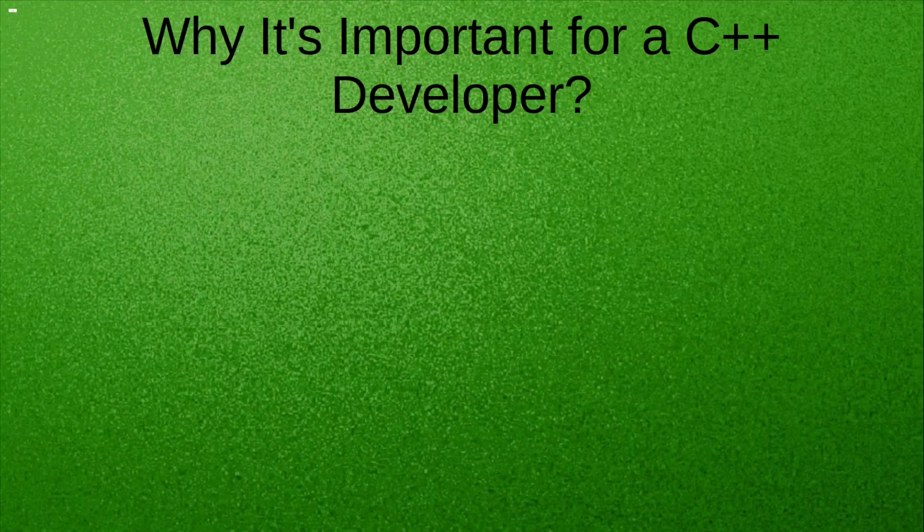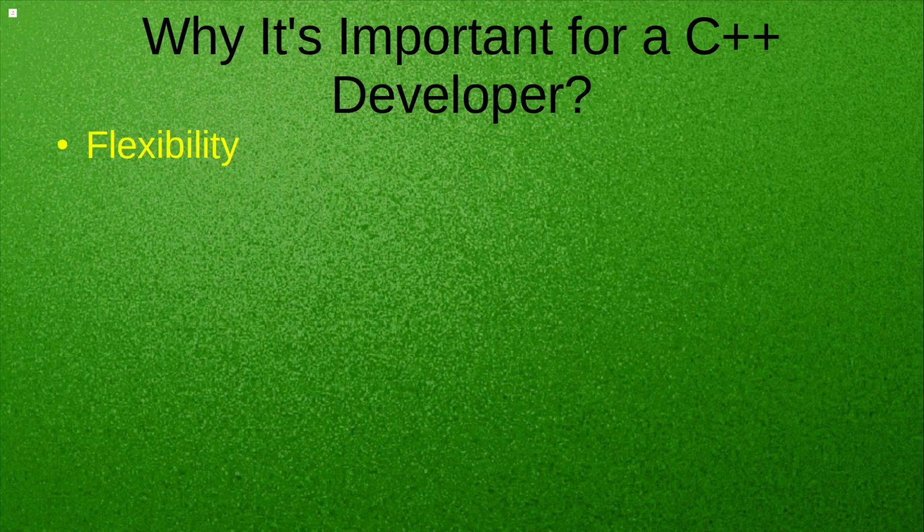Why is the structural bridge pattern important to the C++ developer? The bridge pattern is a structural design pattern that's all about decoupling an abstraction from its implementation so that the two can vary independently. This pattern involves an interface or an abstract base class which bridges the functionality from the concrete classes.